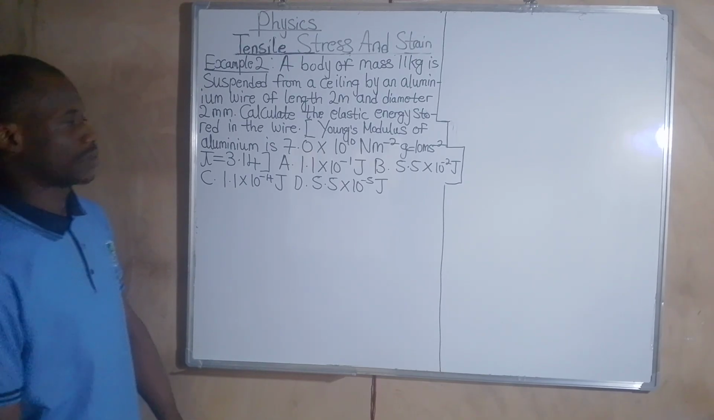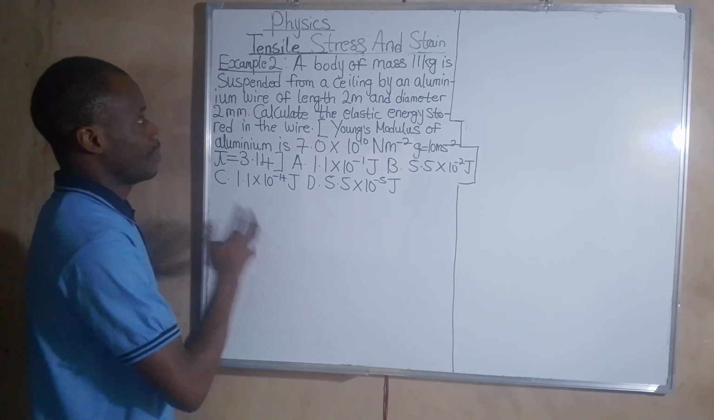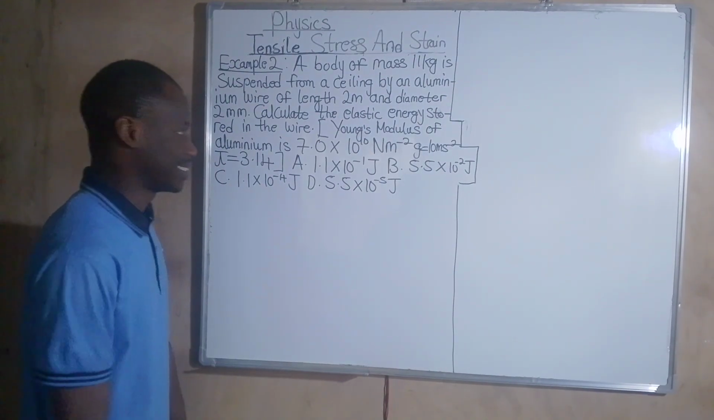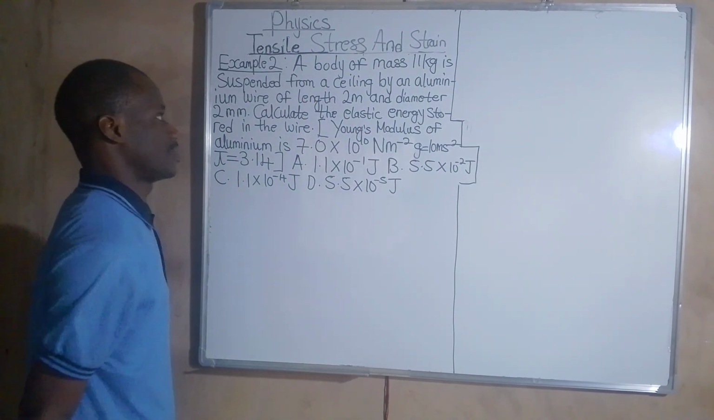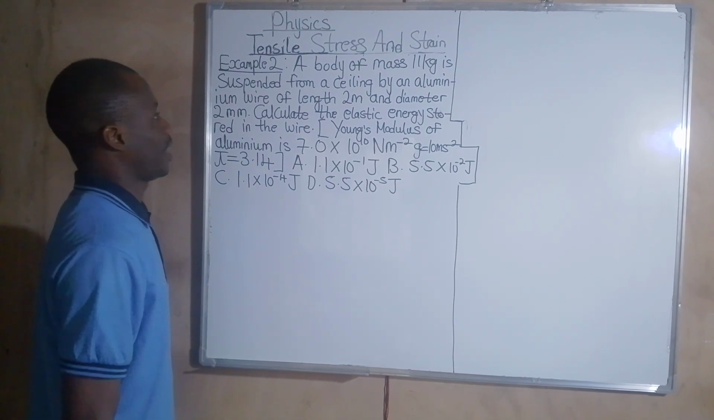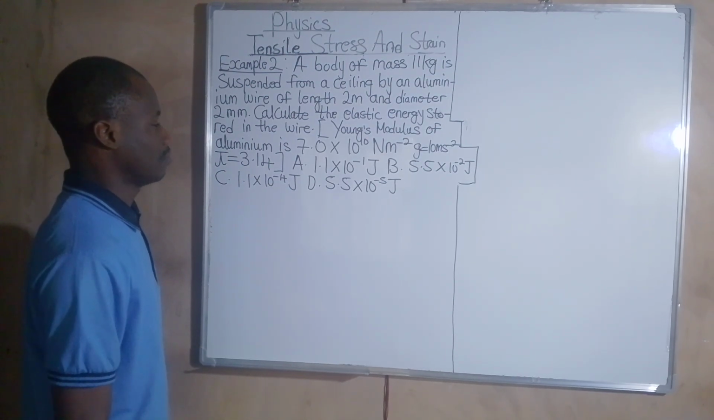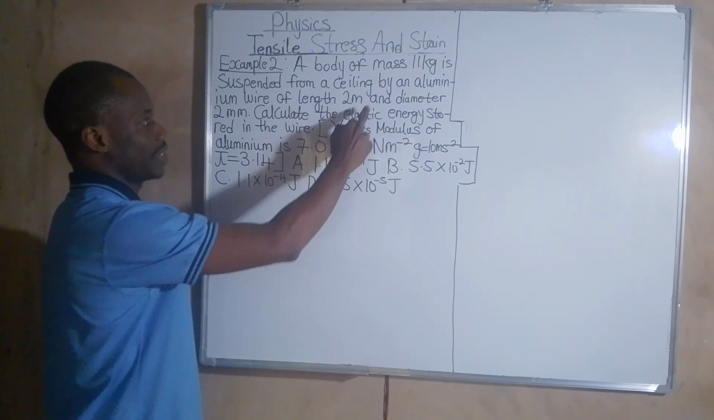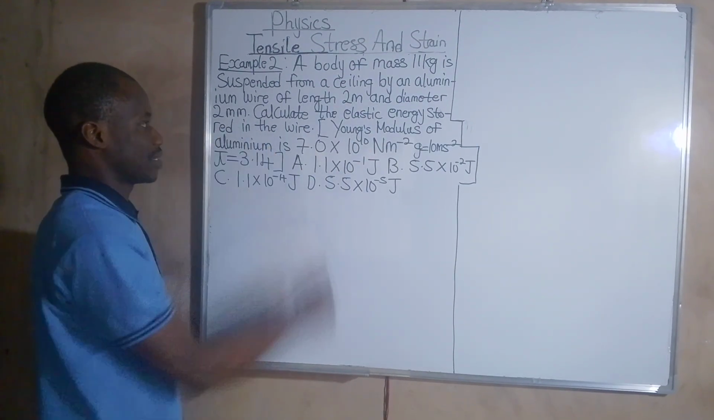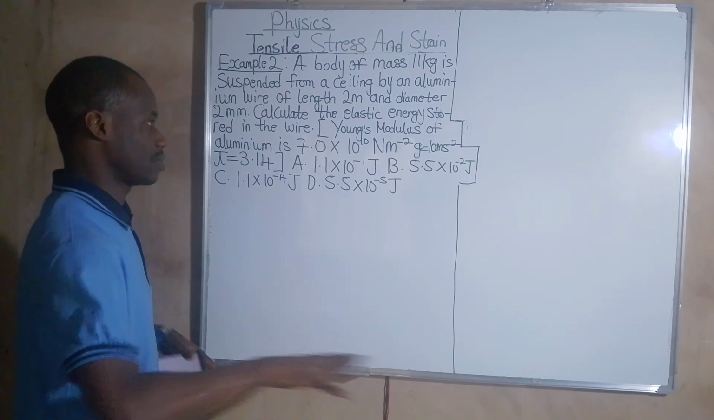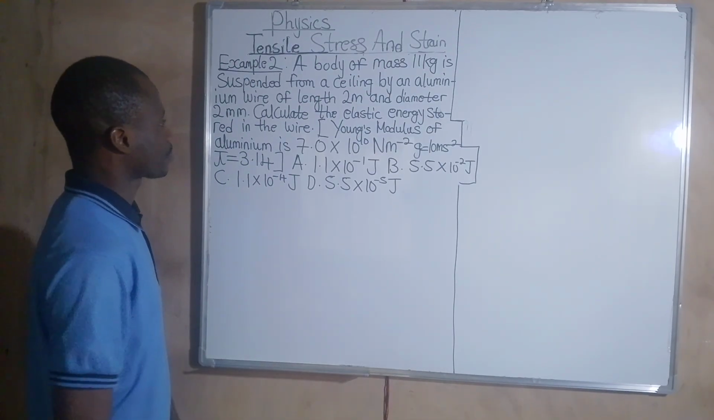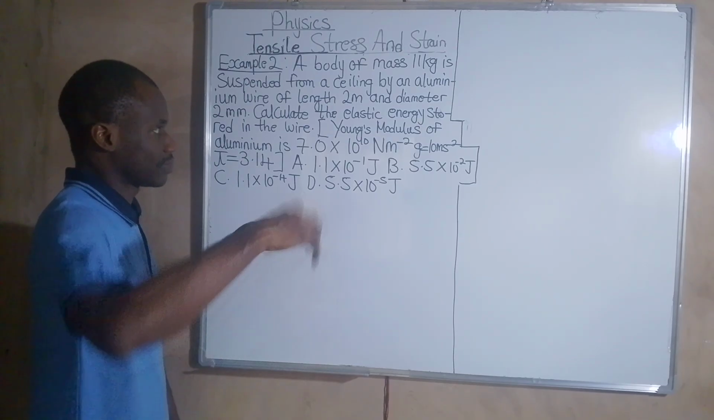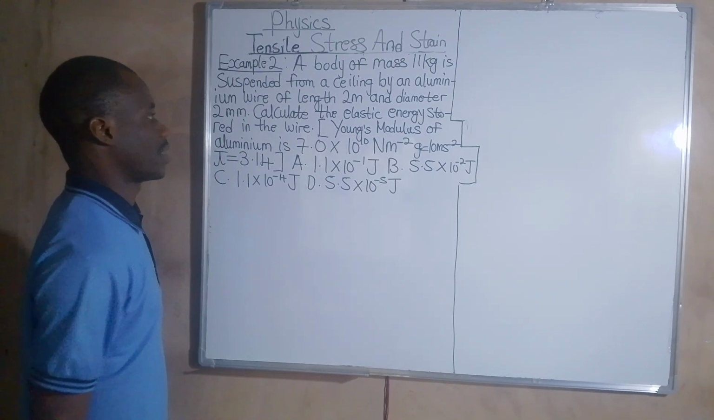It says that a body of mass 11 kg is suspended from a ceiling by an aluminium wire of length 2 meter and diameter 2 millimeter. Maybe it's a fan or anything. So calculate the elastic energy stored in the wire.